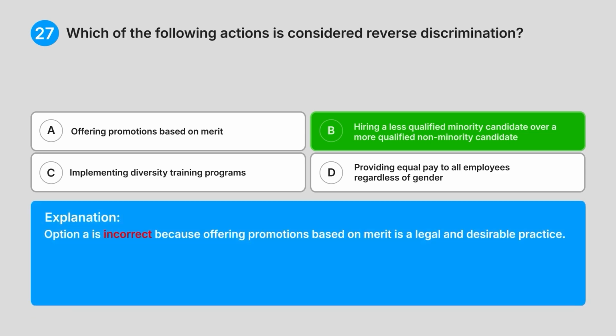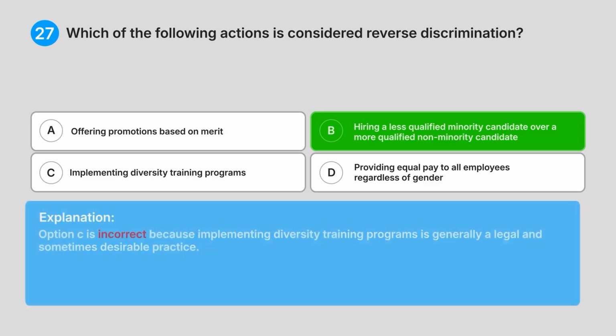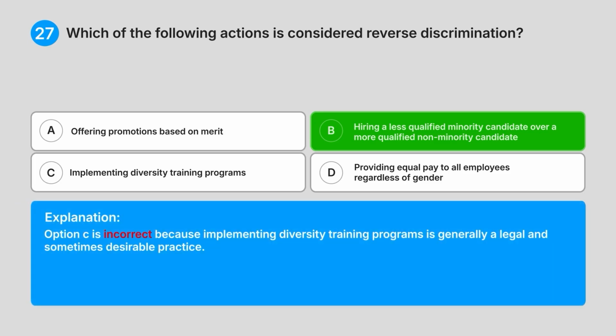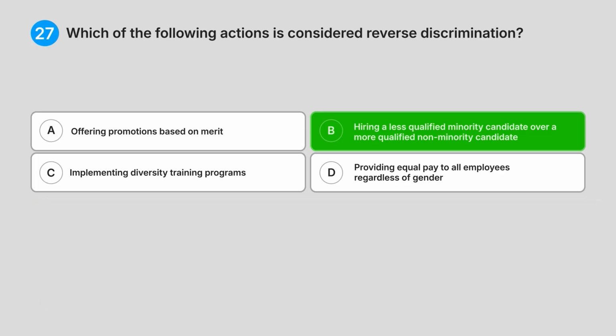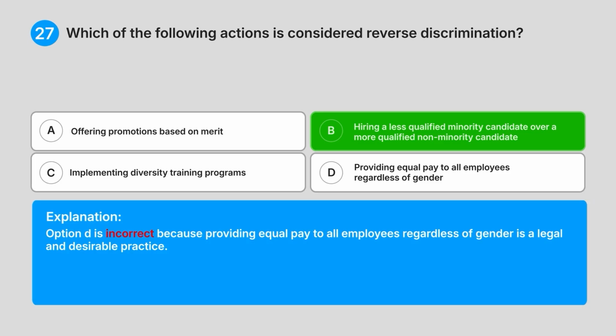Option A is incorrect because offering promotions based on merit is a legal and desirable practice. Option C is incorrect because implementing diversity training programs is generally a legal and sometimes desirable practice. Option D is incorrect because providing equal pay to all employees regardless of gender is a legal and desirable practice.